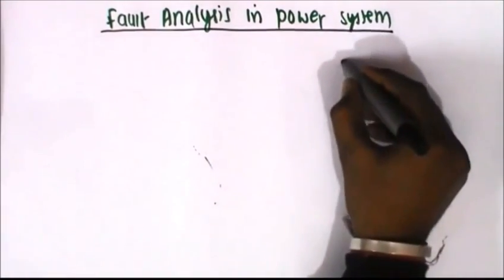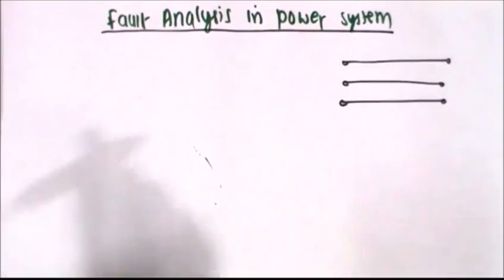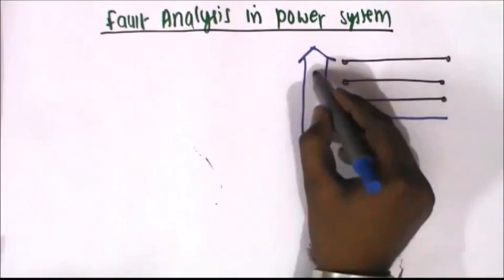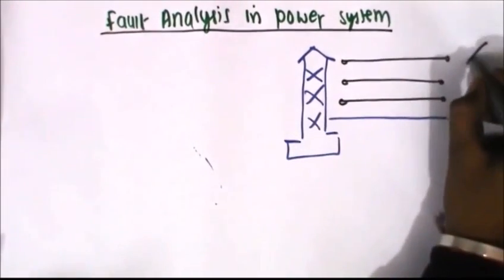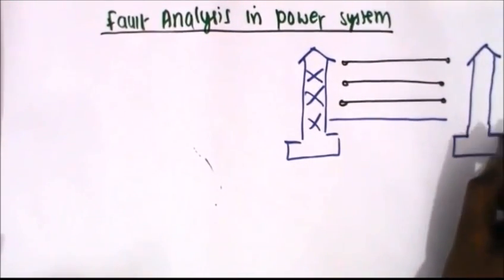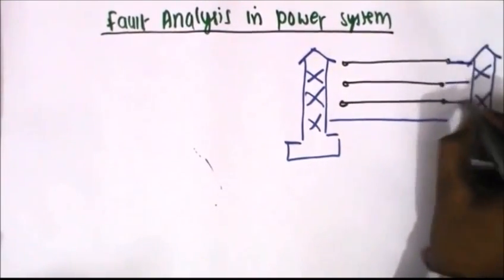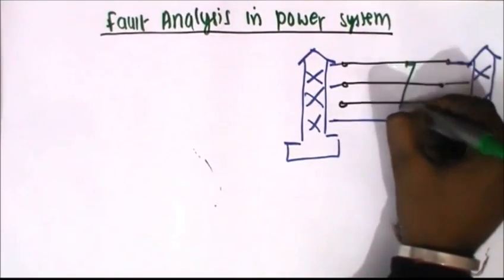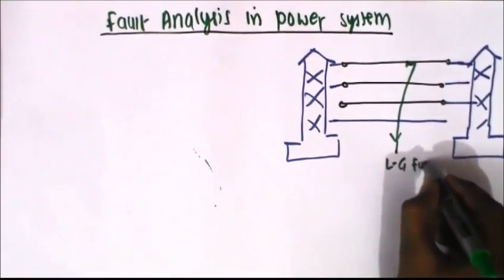Let us suppose there is a transmission line, represented by wires, and there are some neutral wires. Here this is the tower. If there is a certain fault, let us suppose this wire breaks and touches the ground. That is called an LG fault.